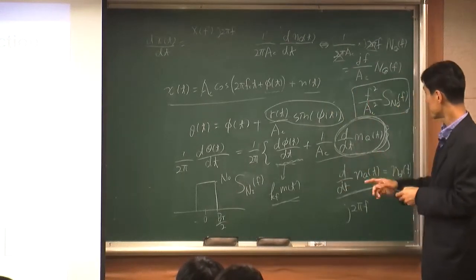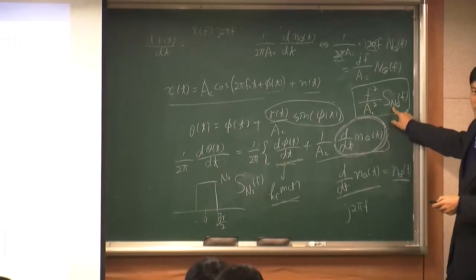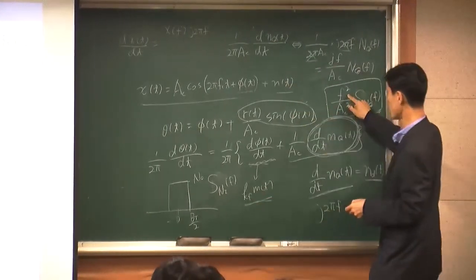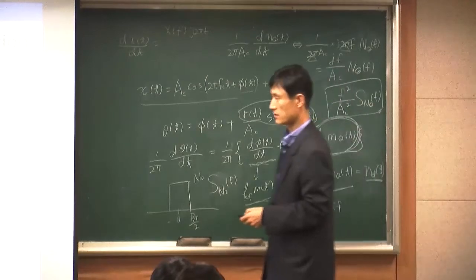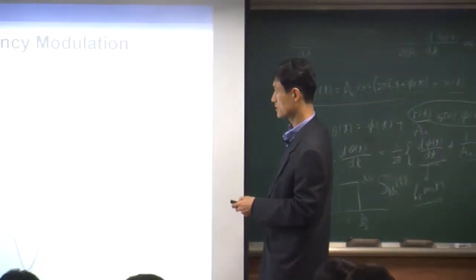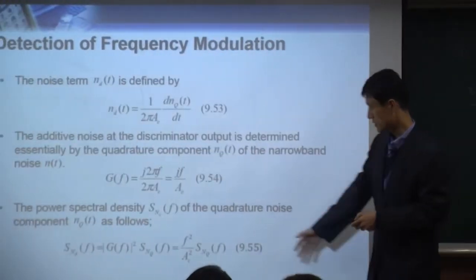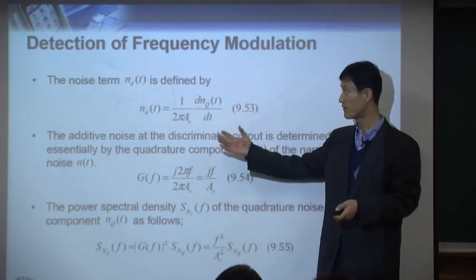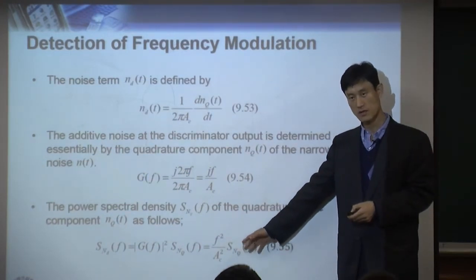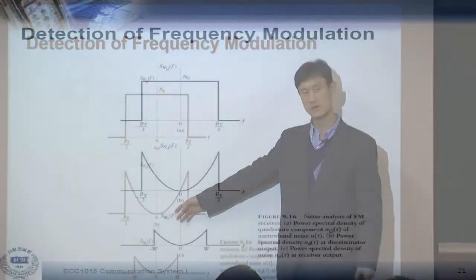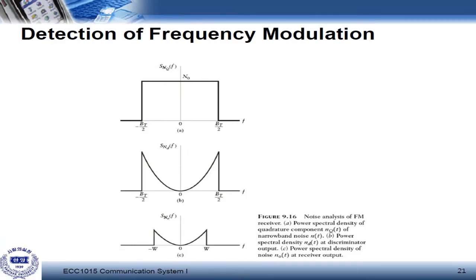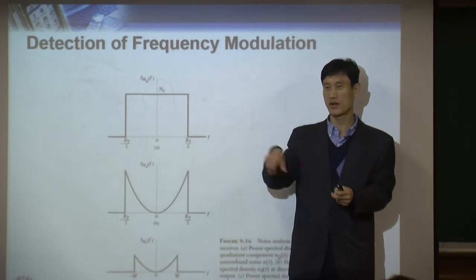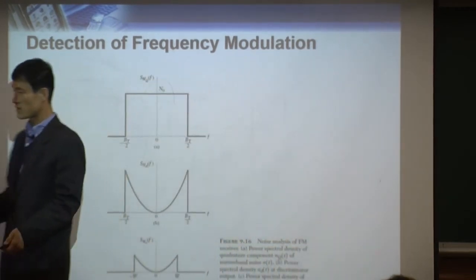But in FM, we have this one. So let's look at what this looks like. This one has f square, right? So this is the power spectral density of the noise when we use FM. What does this look like? Because we have f square, you know the x square looks like this, a quadratic function. So this is a clear difference.